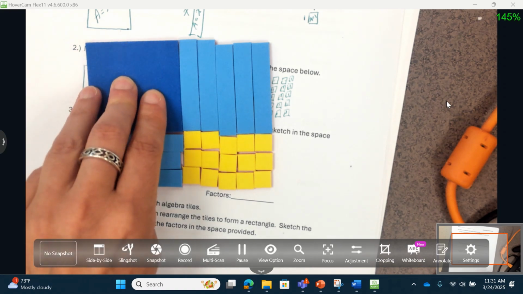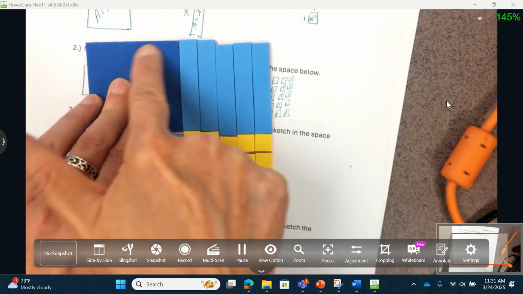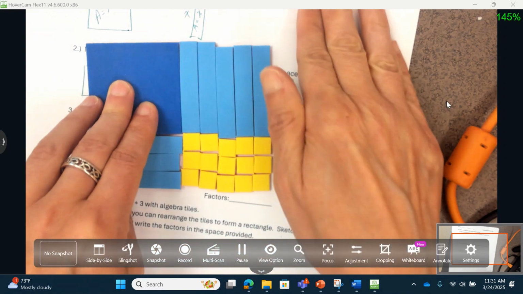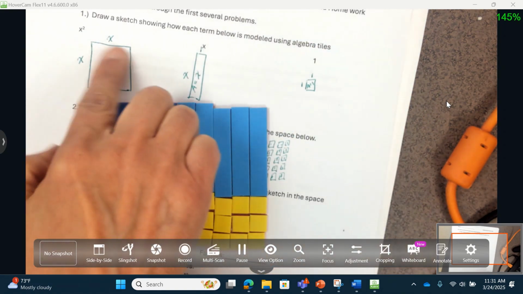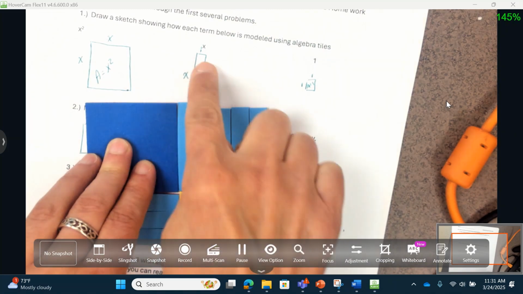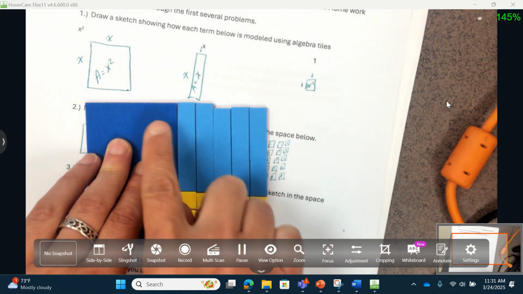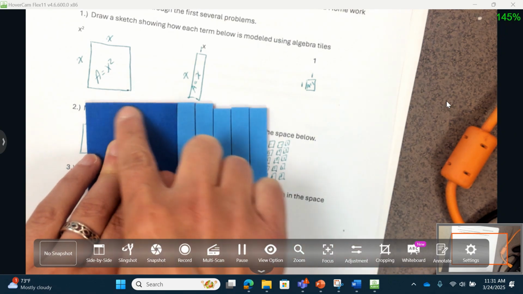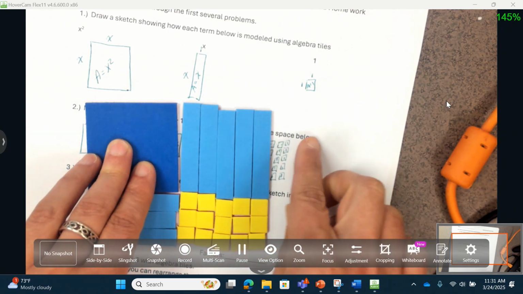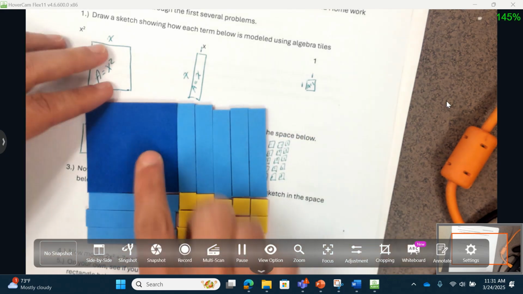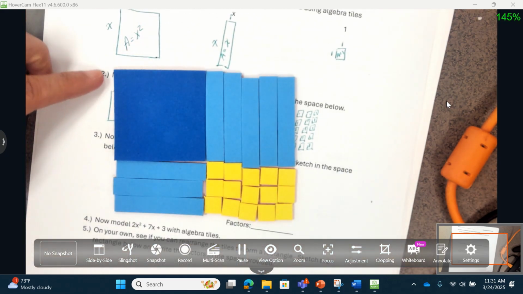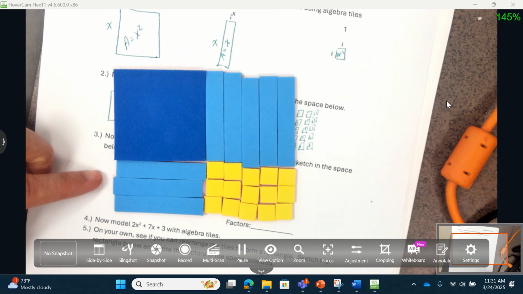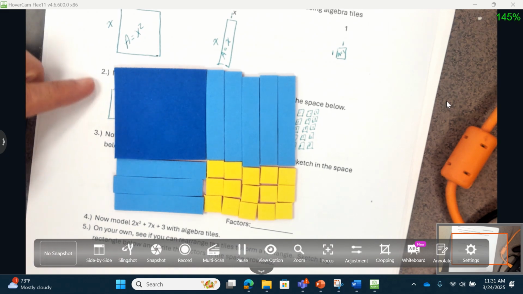If you look across the top of the rectangle, this dimension here is x. If I slide my sheet down a little bit, we've got that dimension. This is an x, and this is equal to 1. So this is x and 1, 2, 3, 4, 5. So this dimension is x plus 5. Going down the side, we have x plus 1, 2, 3. And so the dimensions of this rectangle are x plus 5 and x plus 3.